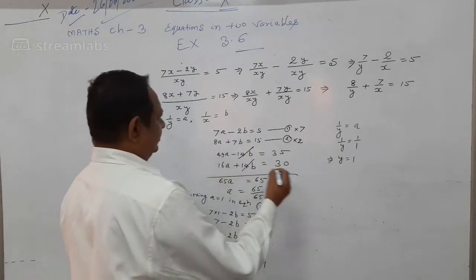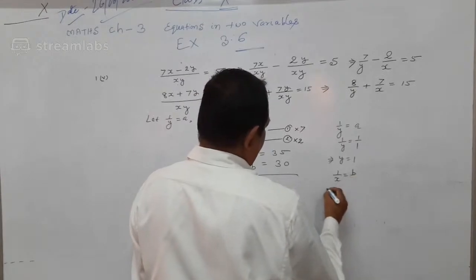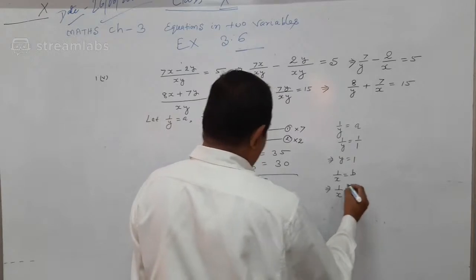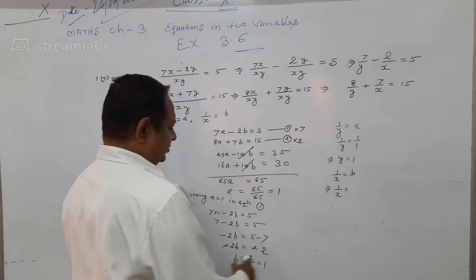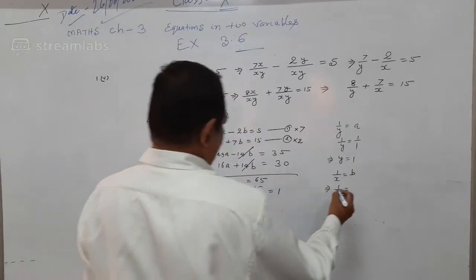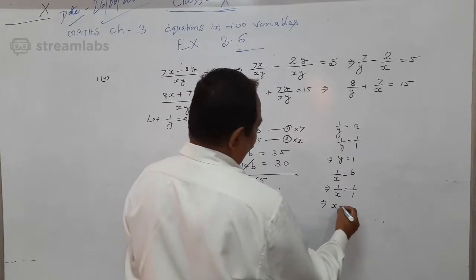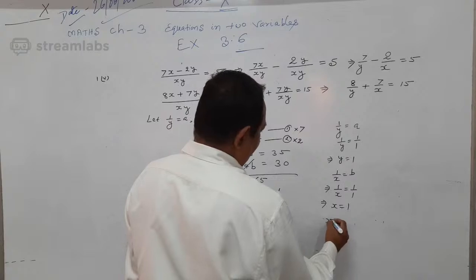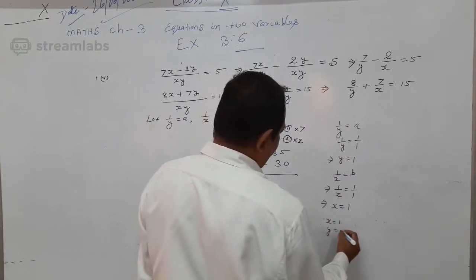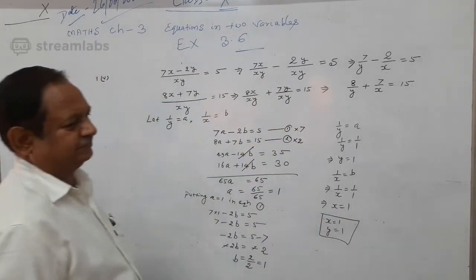Now 1 upon x is equal to b. This implies that 1 upon x is equal to, in place of b we can write 1, that is 1 by 1. So x is equal to 1. So these are the required solution of this equation. X is equal to 1 and y is equal to 1.